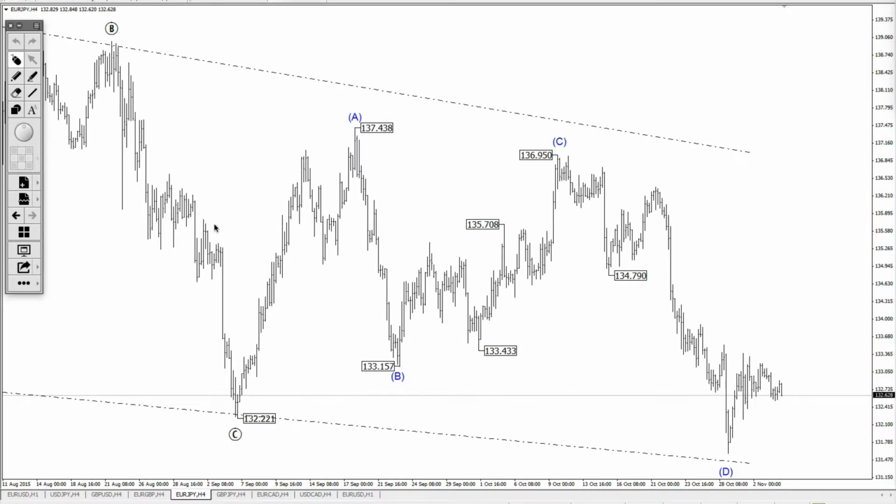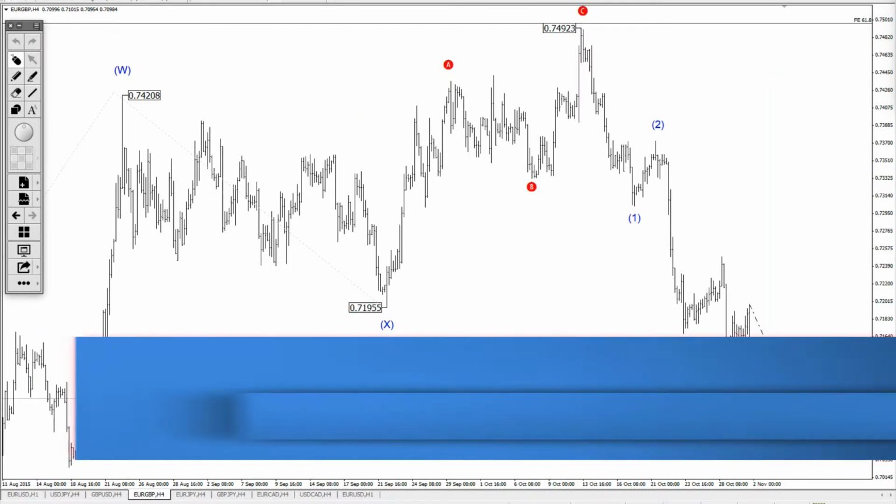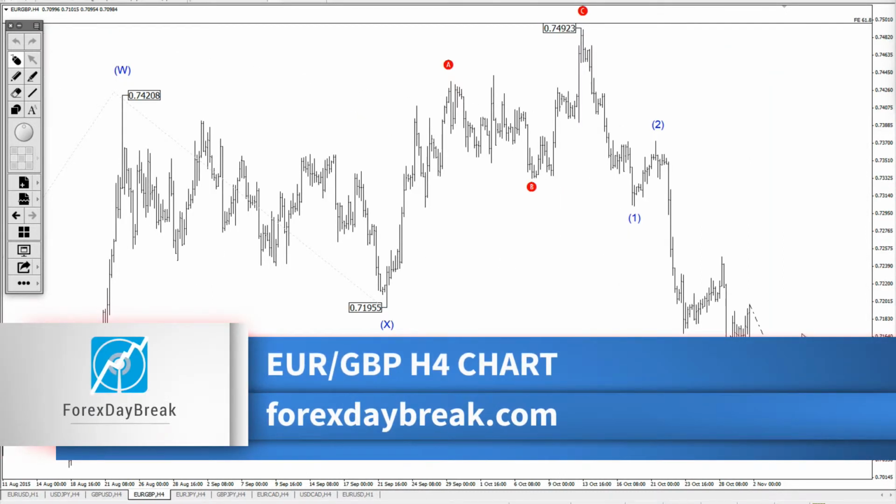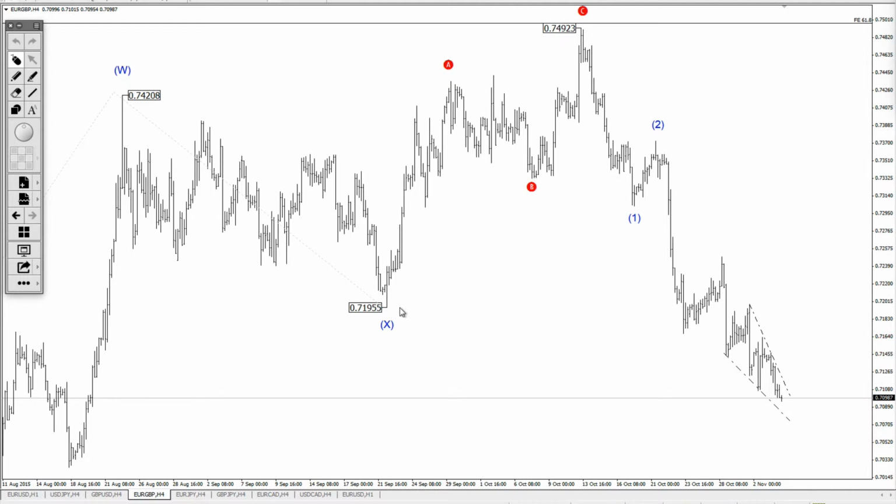All right, let's see a couple of other interesting pairs. So Euro Pound, there might be an ending diagonal pattern forming here. So price now 0.798, and we can see this wedge shaped pattern forming here, and this can be an ending diagonal triangle as a wave 5 on this 5-wave structure.